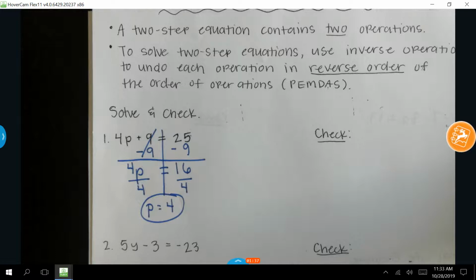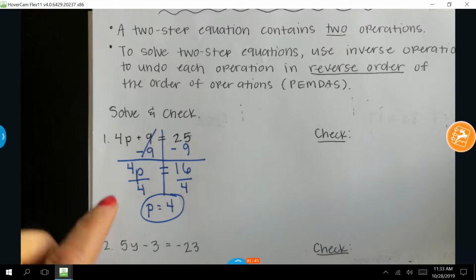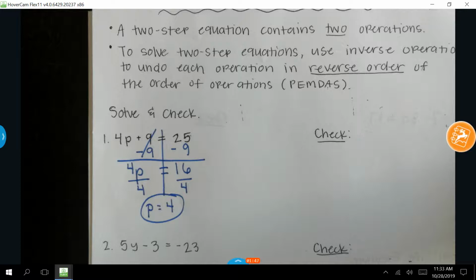You divide by that variable every time? Whatever's attached to the variable, yes. It's called the coefficient. Whatever's in front of the variable, you would divide by that because you're undoing multiplication. Now, if it's division, you'll undo it by multiplying, which we'll see in number 3.